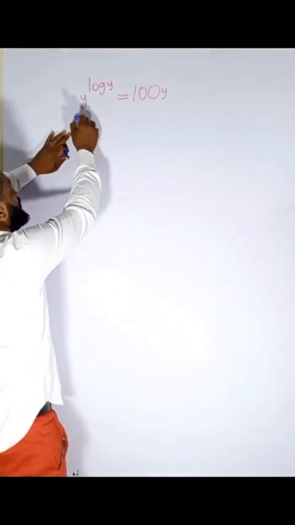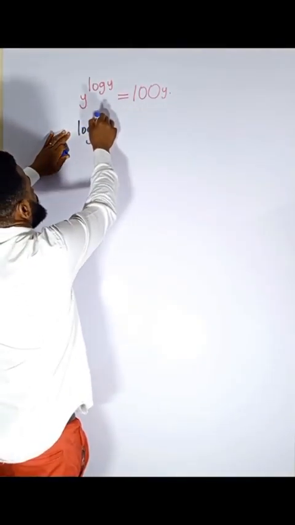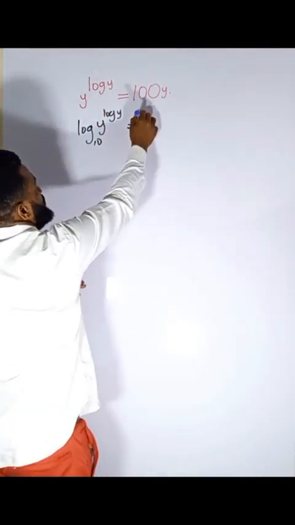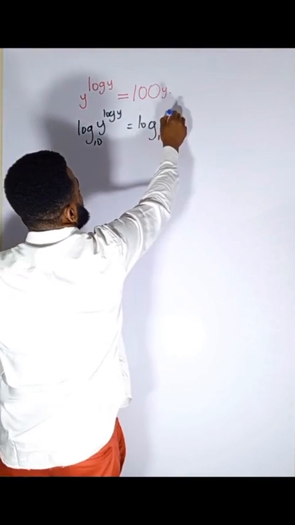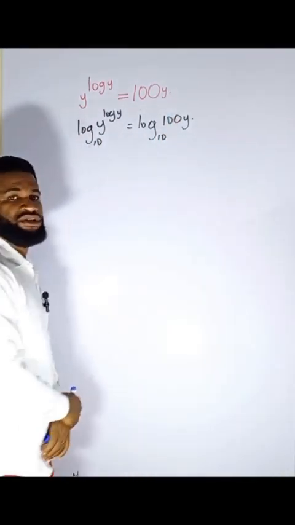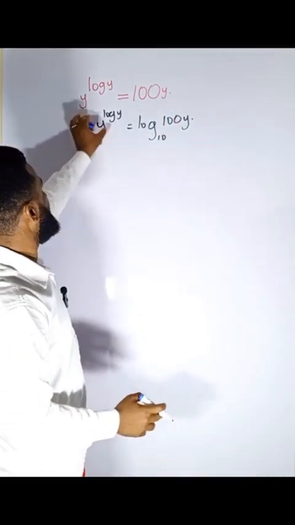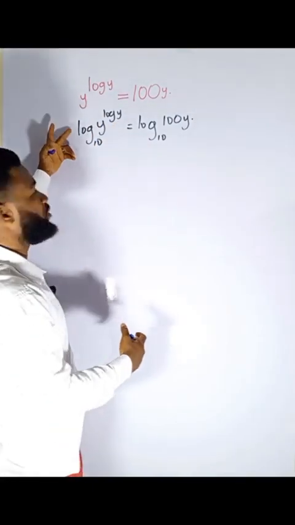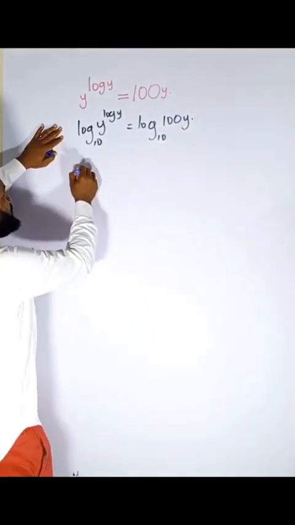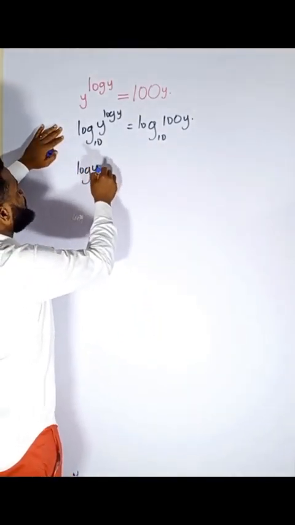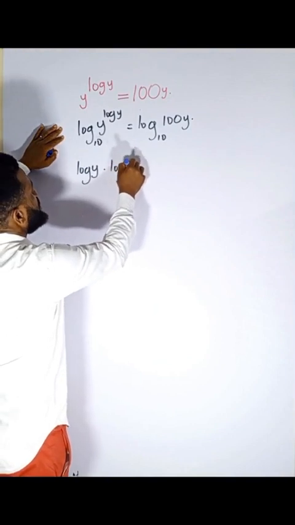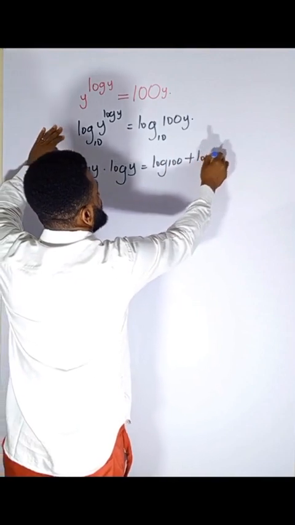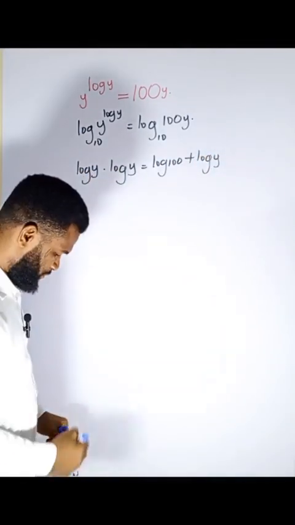So I'm going to have log base 10 of y raised to the power log y, and this is going to be equal to log base 10 of 100y. After this, the log y, which is the power, is coming down to multiply log y. So I'm going to have log y times log y, which is equal to log 100 plus log y.